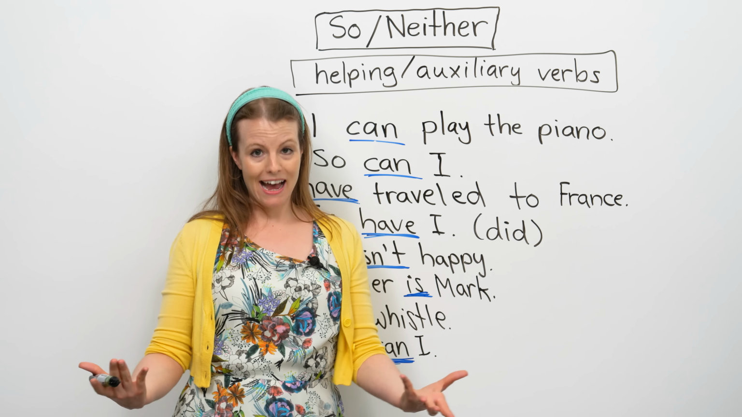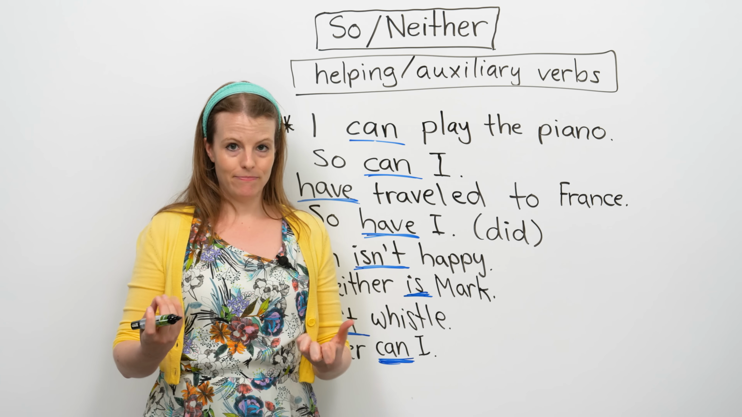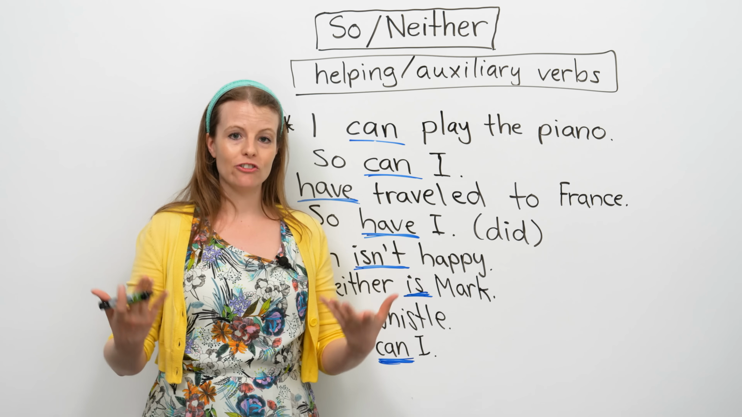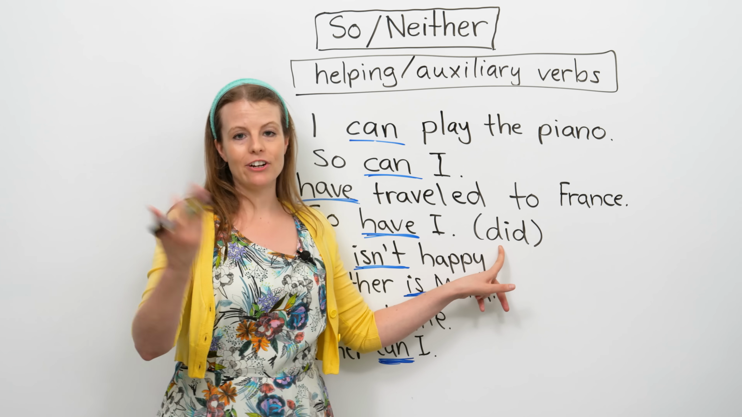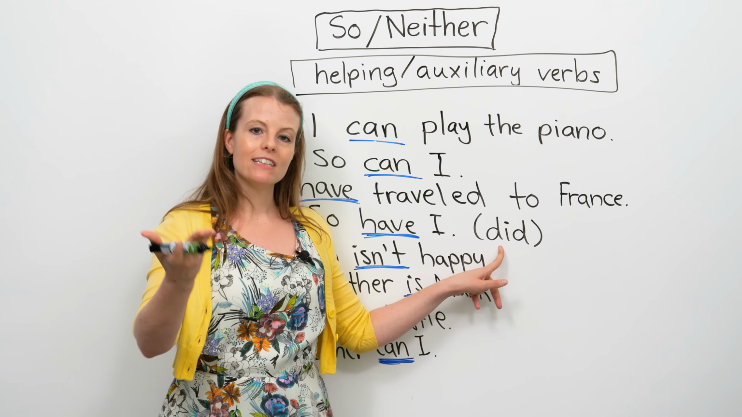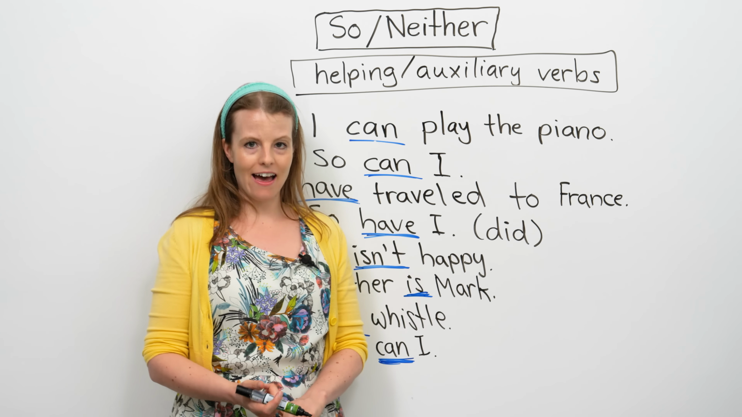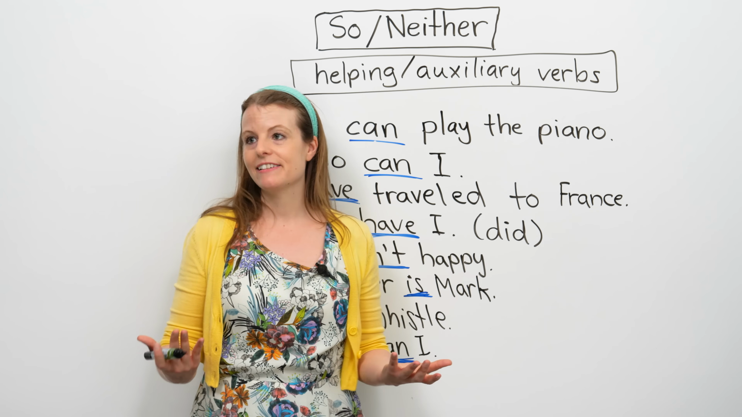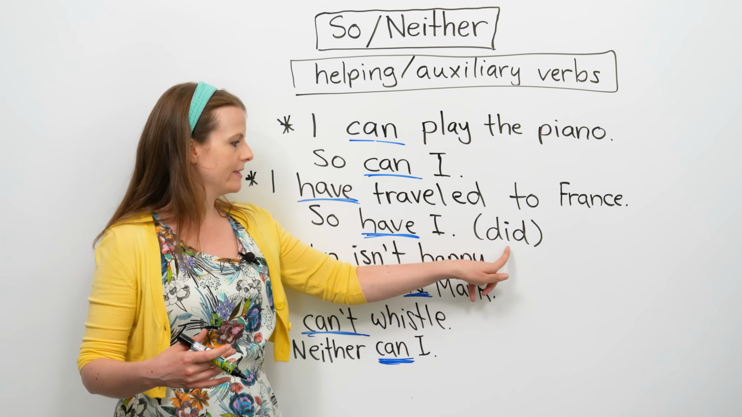If we're talking about the past tense, we also need to change the verb. So before we talked a lot about do, if we're talking about the past, we need to change the verb to did. So for example, yesterday, I washed my hair. If you did the same thing, you can say, so did I. Okay. I ate a sandwich yesterday. If you ate a sandwich, you can say, so did I.